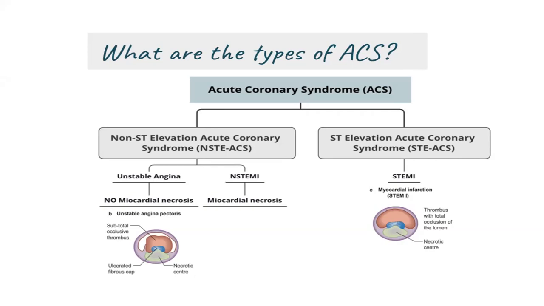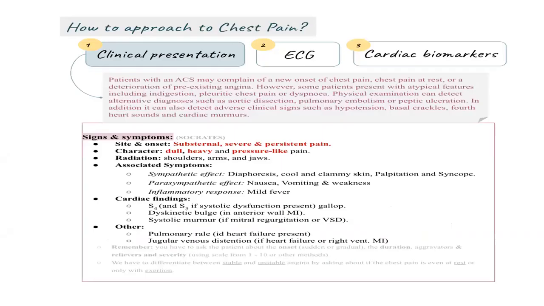And the unstable angina is a patient that presents with chest pain, negative troponins, and they may or may not have changes on the ECG. So just knowing the basic classification does guide in terms of how to further treat the patient. So this is just a basic classification.